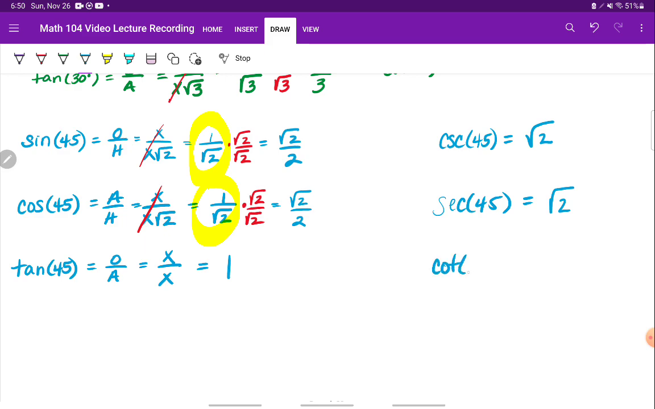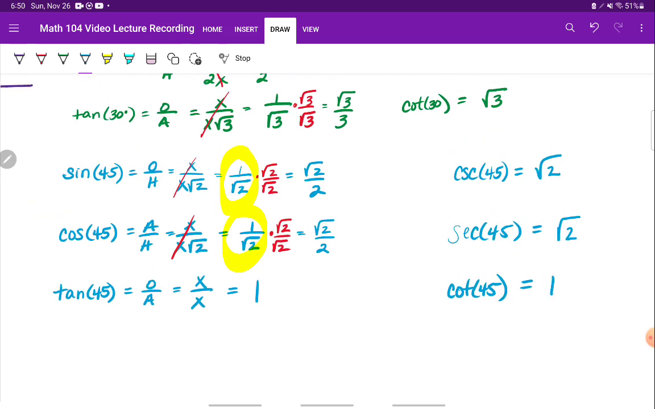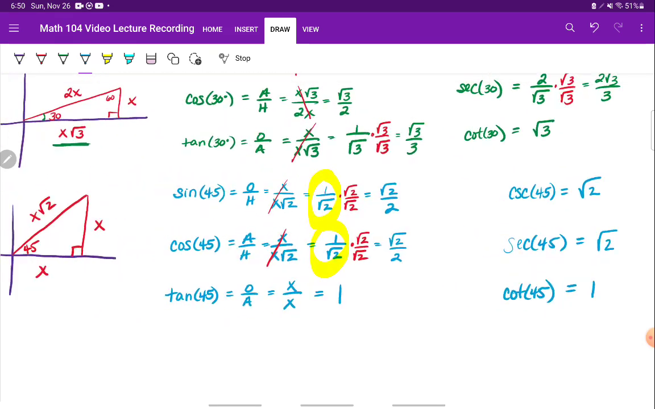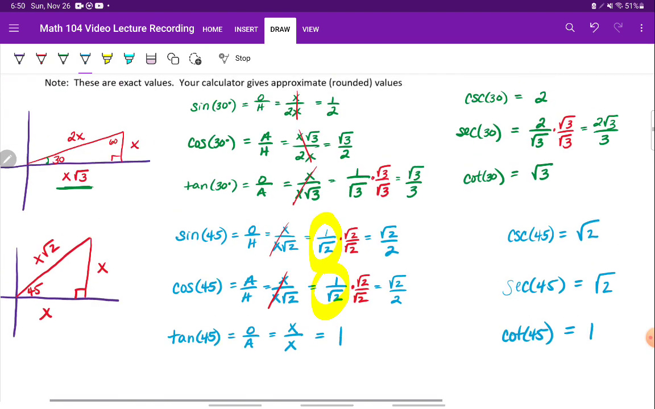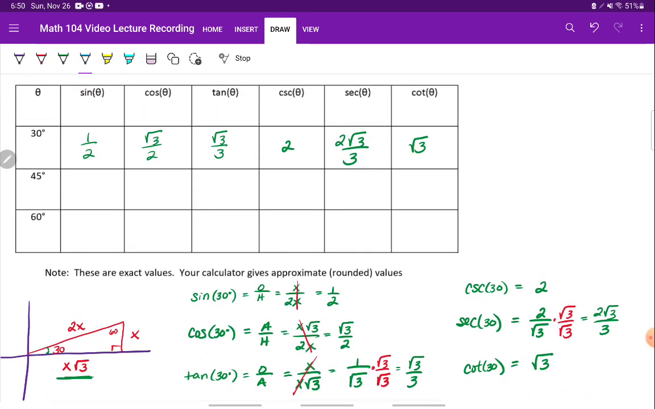And lastly, cotangent is the reciprocal of tangent. The reciprocal of 1 is 1. Those are our exact values for our 6 trig functions at 45 degrees. And I'm going to fill them in on the table. Square root of 2 over 2 for both sine and cosine. Tangent is 1. Secant and cosecant, both square root of 2. And cotangent also 1.